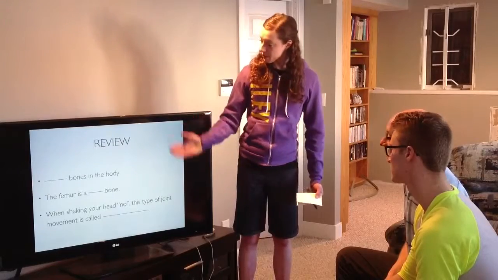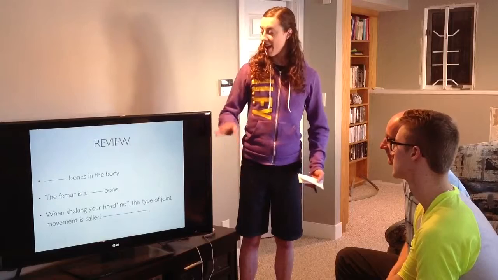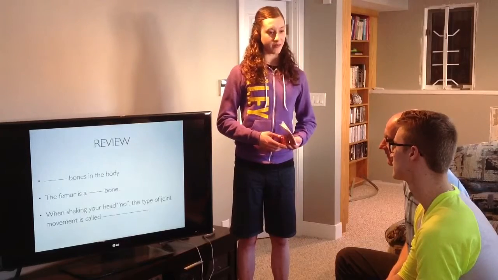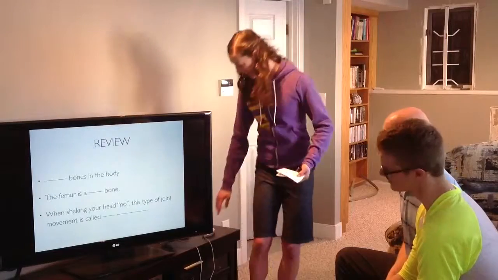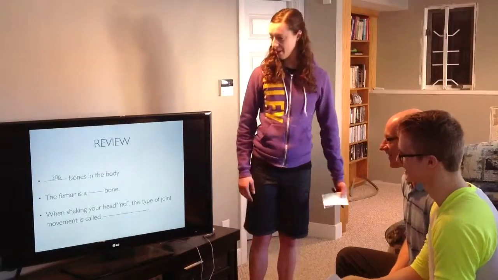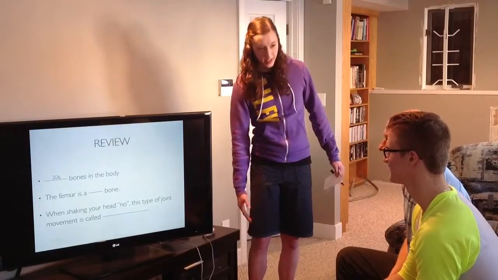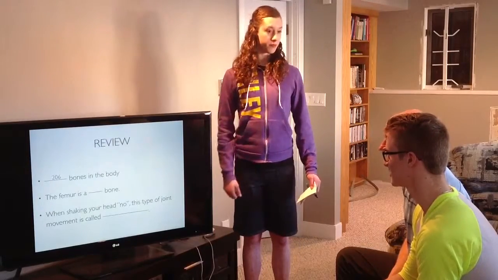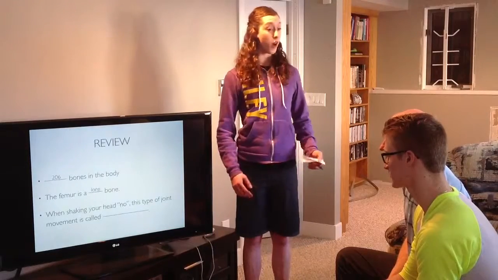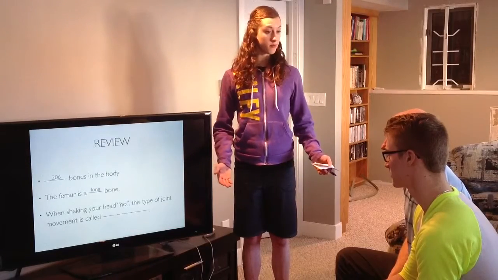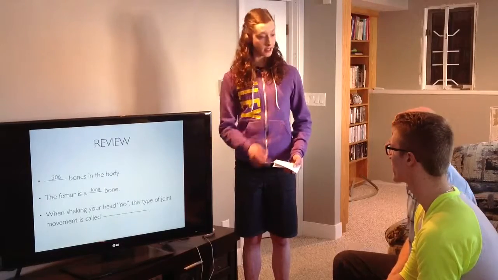So, as a bit of a review, we have 3 different questions. To start out, how many bones are there in the body? 206. 206. Very good. Very close. The femur, the top portion of our leg, is which type of bone? A long bone. Very good. A long bone. And can someone give me a reason why it would be a long bone? Supports structure and reduces impact. Reduces impact? Allows for compression.